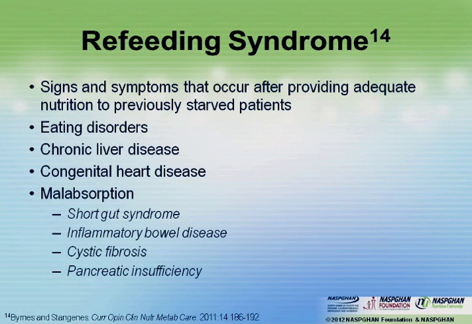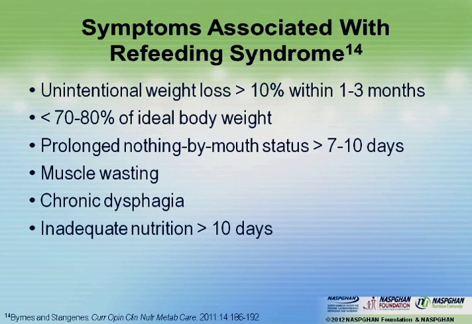So what about refeeding syndrome? And I know Praveen talked about it earlier. These are some of the signs and symptoms that can occur after providing adequate nutrition to previously starved patients. You may see this with the anorexic patients, the patients with chronic liver disease, heart disease, and those patients who have malabsorptive states, like the short bowel patients, the cystic fibrosis patients, or patients who may have pancreatic insufficiency for whatever reason. So unintentional weight loss, greater than 10% within 1 to 3 months.